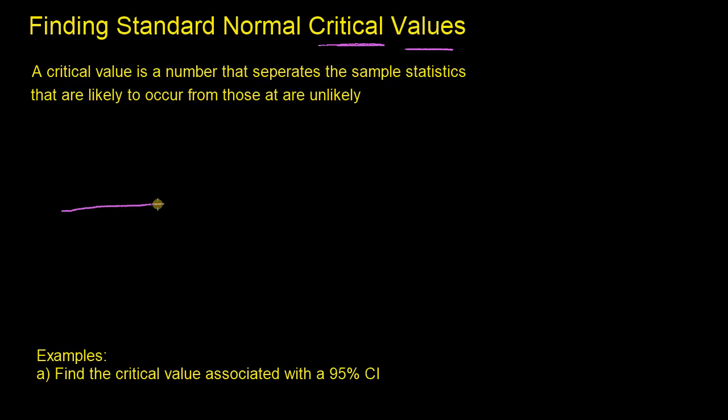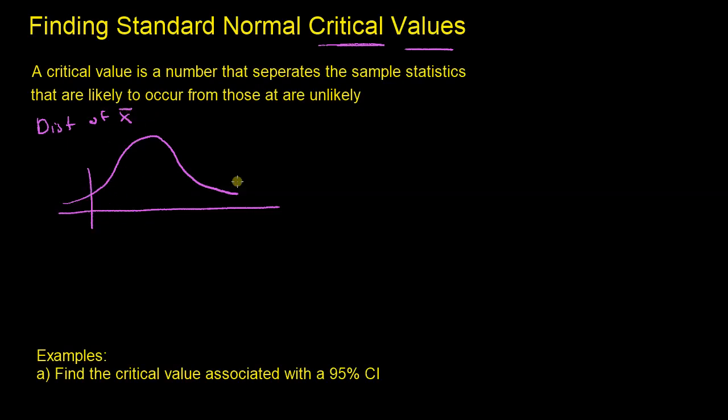For example, say I had the distribution of x bar, the sample mean. A critical value would be the cutoff. These would be likely values of x bar, and these would be unlikely values of x bar. These two cutoffs in this situation would be the critical values, the values at which these are unlikely and these are likely. Actually, we're going to be talking about standard normal critical values in this video.